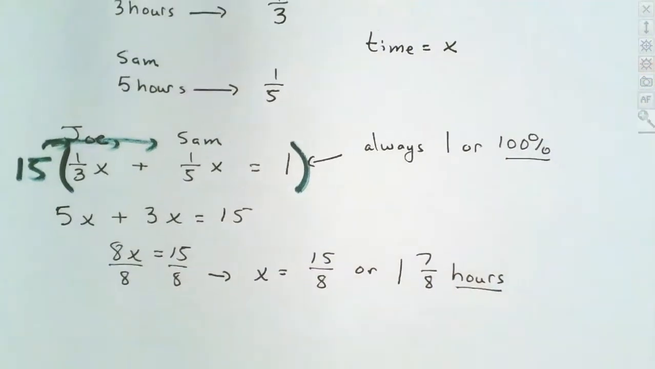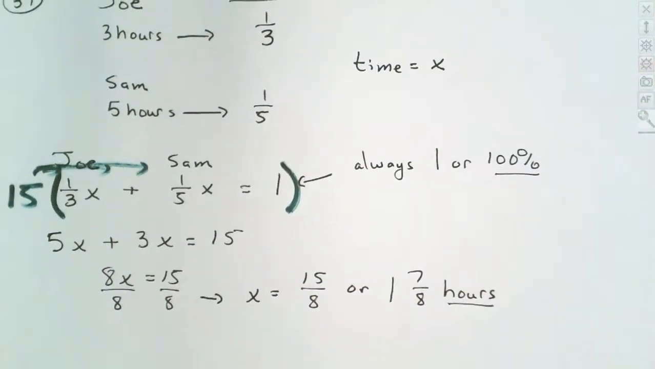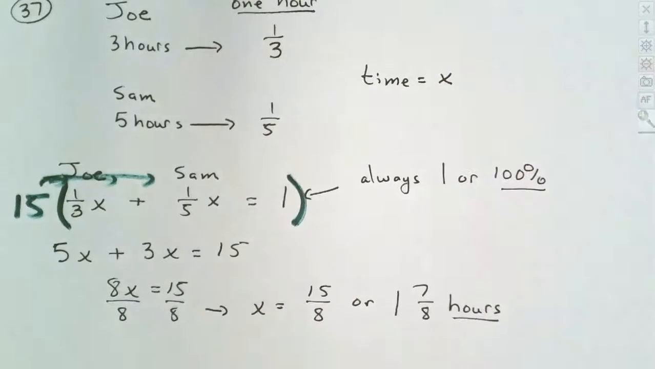Now let's see if that makes sense. Okay, so let's look at this from a logical standpoint. Now, Joe can paint this house by himself in 3 hours. So that means if he has a helper, what's going to happen to the time? It's got to be less than 3, right? Because if he's got a helper, it's got to be less because there's someone helping him.